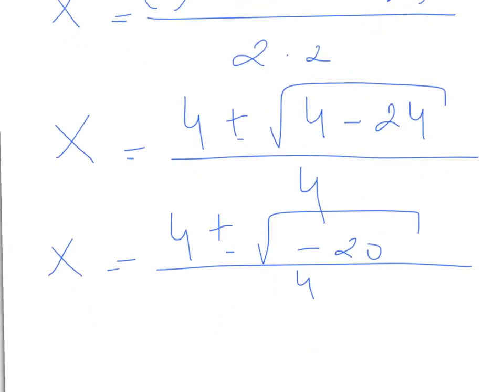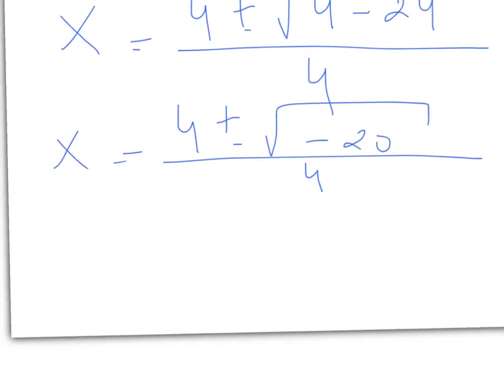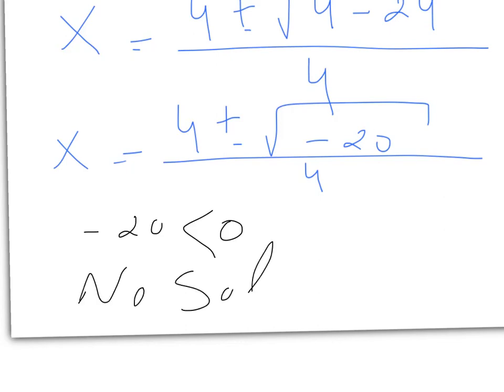Since b squared minus 4ac is negative 20, which is less than 0, it means there is no solution. There is no solution here.